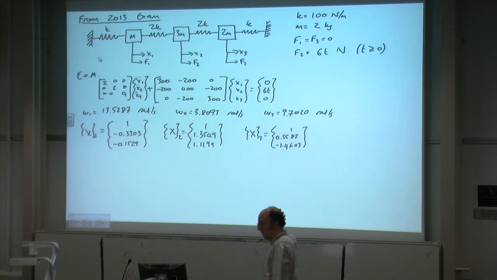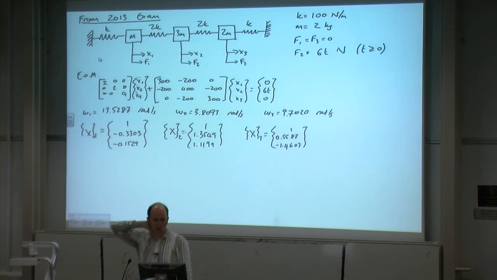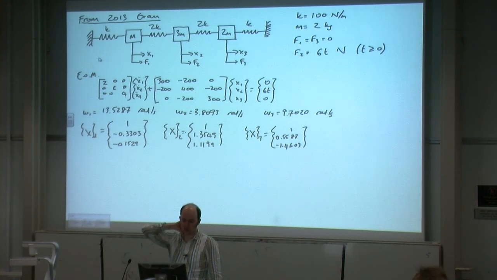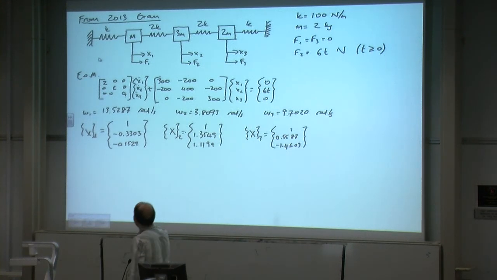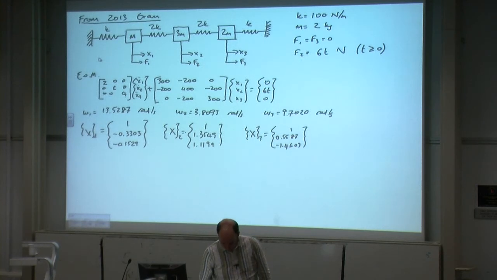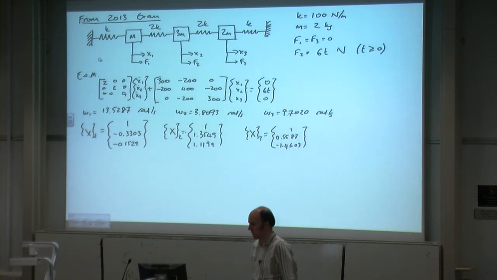And I've got values for K, M. The force is being applied to the first mass and the last mass. F1 and F3 is 0. But then to the mass in the middle, we've got a linearly increasing force of 6t. And the question says, find the response of the system, x1, x2, and x3.